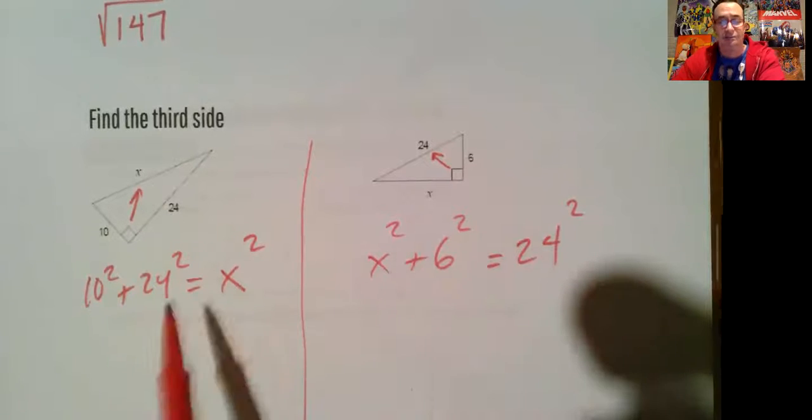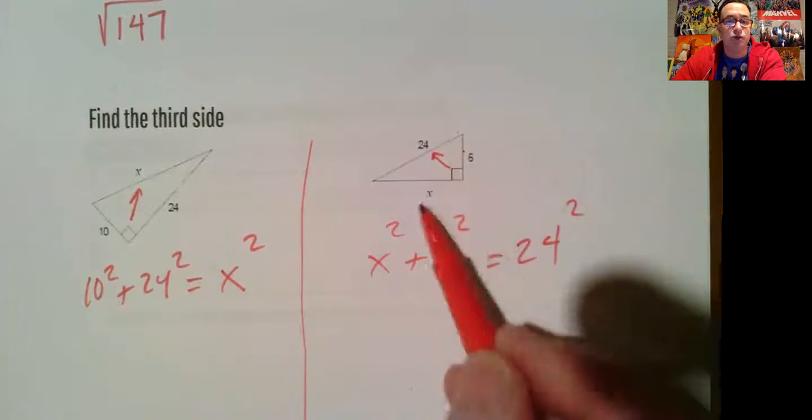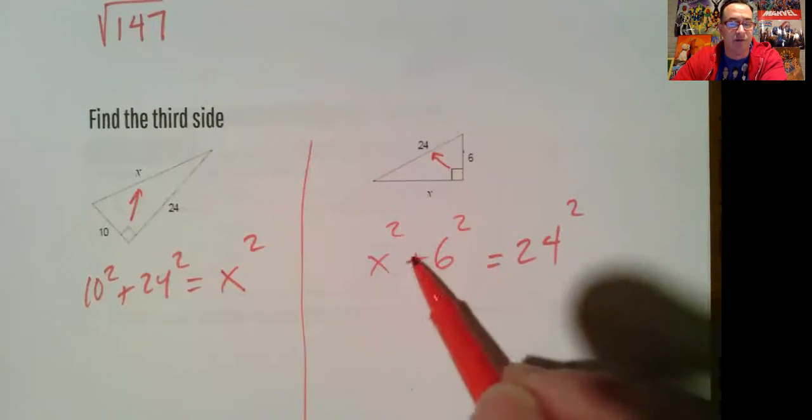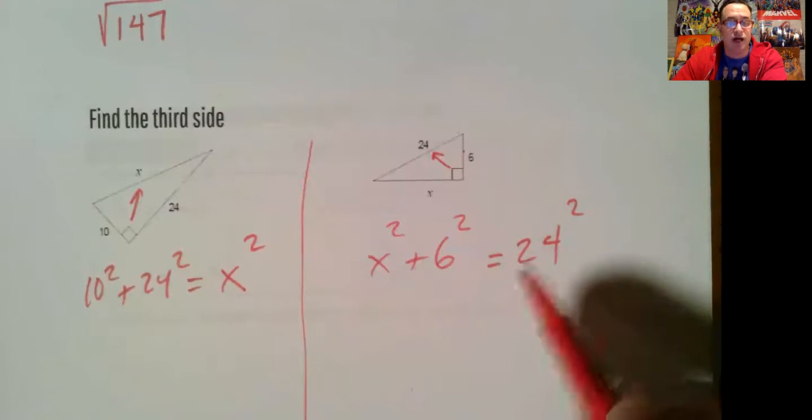But these are the sorts of setups that we're looking for. You want to have the 2 smaller sides squared, take the sum of those. That's going to be equal to that third side.